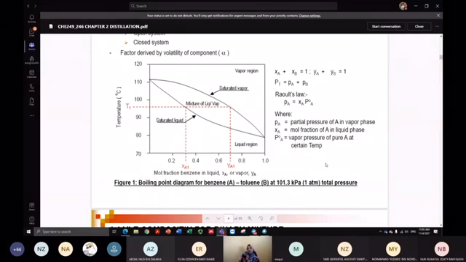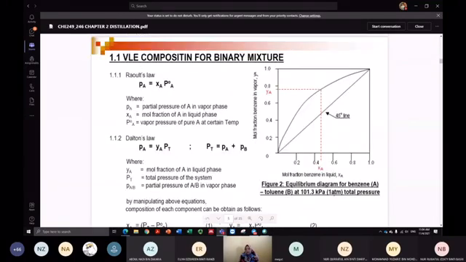For ease of our understanding, when we solve problems, we always assume that the liquid composition and the vapor composition at one particular stage are always in equilibrium. Raoult's law and Dalton's law will be used in this VLE composition. We are dealing only with binary mixtures.